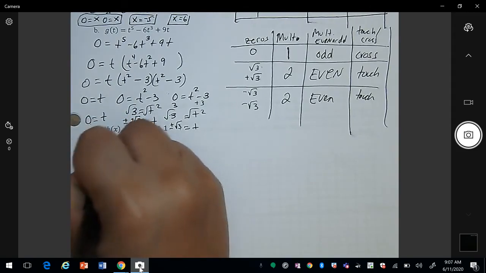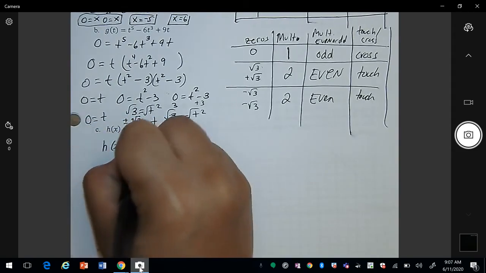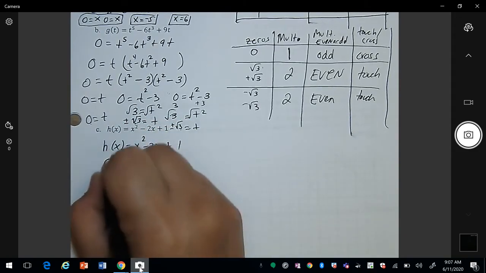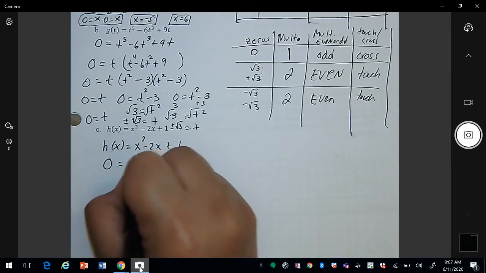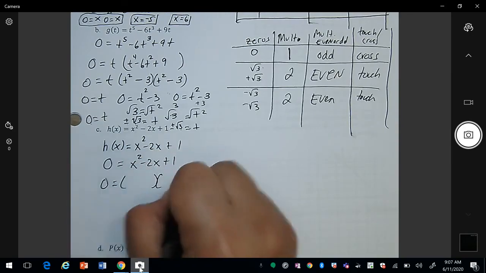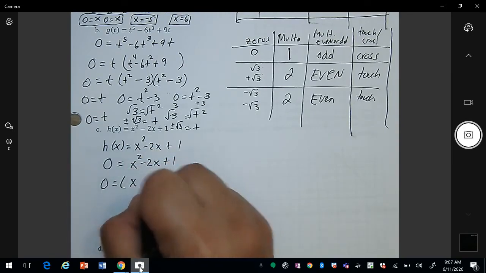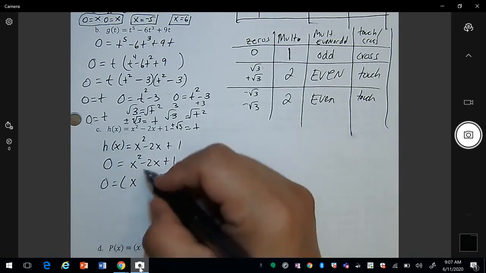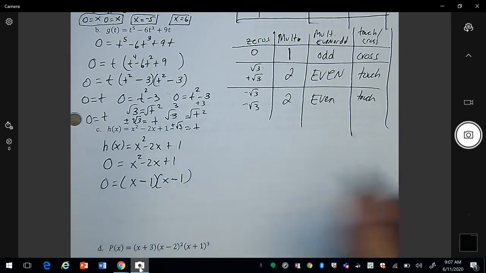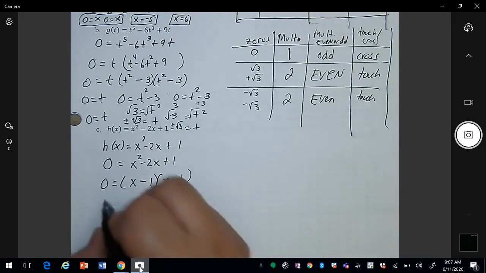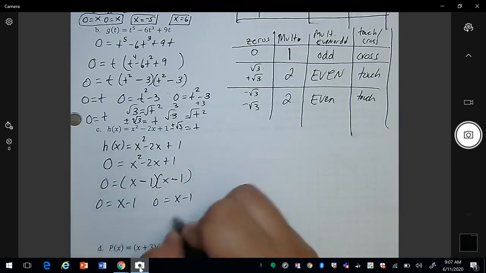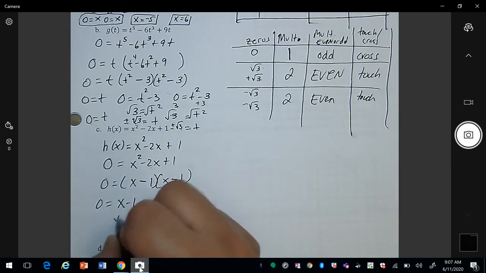The next one, let me go ahead and rewrite it. h of x is x squared minus 2x plus 1. Find the zeros. We let h of x equal 0. We can try to factor. To get 1 is 1 times 1. And I need this to be negative. So this would be a -1. And -1 will give me -2. Set each factor equal to 0. So x is 1 and x is 1.